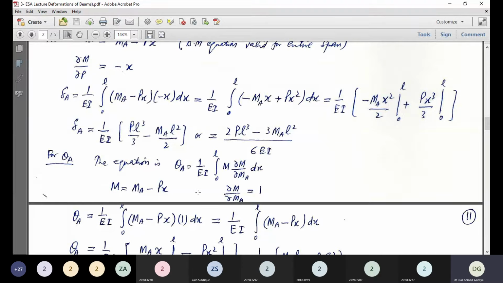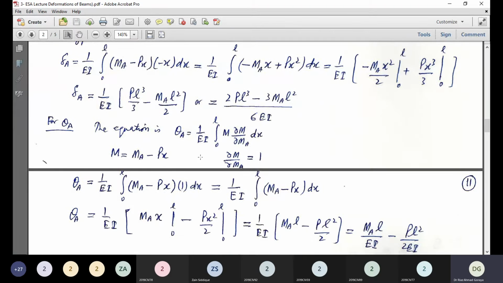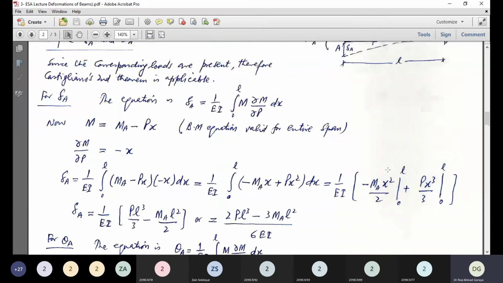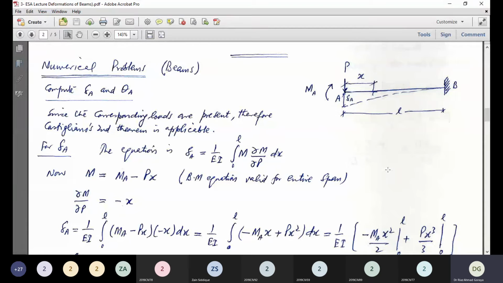Now these two things to be put in this equation. So MA minus PX into 1 into ds and just solve the integral. You will come at this MAL over EI minus PL square over 2EI. इसको फिर एक दफा गौर से देख लें, कोई कंफ्यूजन है तो मुझे बताएं. The same principle is going to be applied everywhere. The same concept, same theme. Conditions will be different.